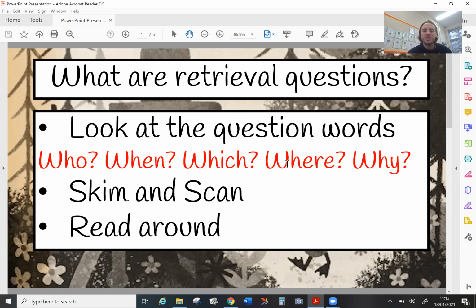Once you know how to answer the question, your next step is to skim and scan for the answer. So if it was when did the sun rise, you would skim and scan and look for the sun rising and you would find the time. Finally, once you've found where it is, just read the few sentences around to make sure your answer makes sense. So that's your retrieval questions for today.